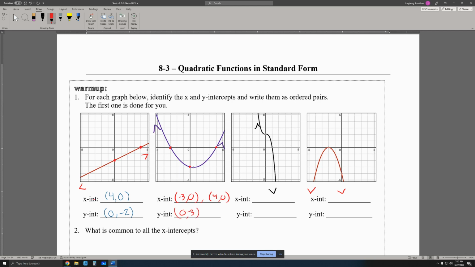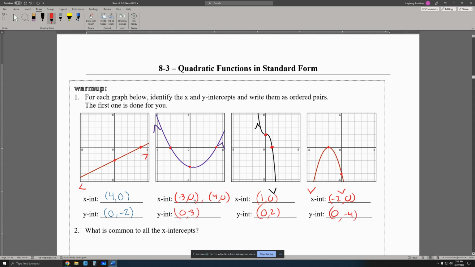Okay. The next one has one x-intercept at (1, 0), and one y-intercept at (0, 2). Okay. And last one, we have one x-intercept at (-2, 0), and one y-intercept at (0, -4).